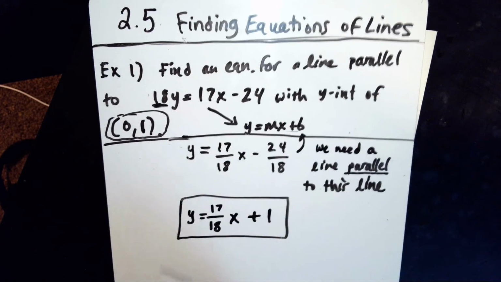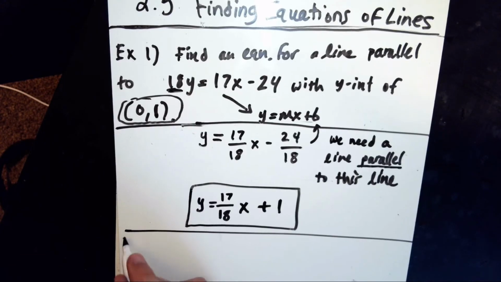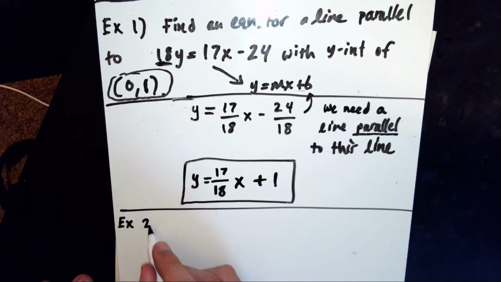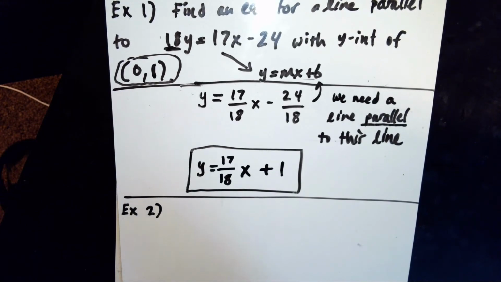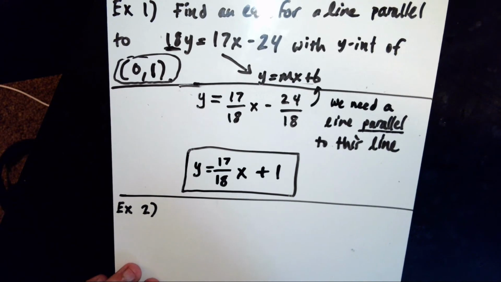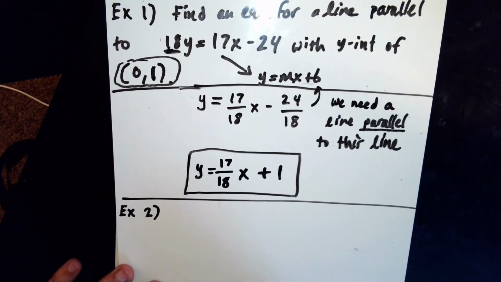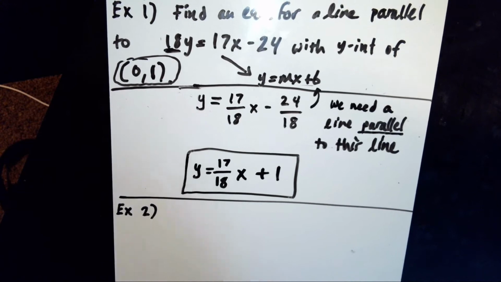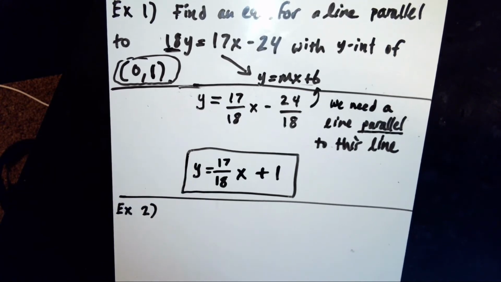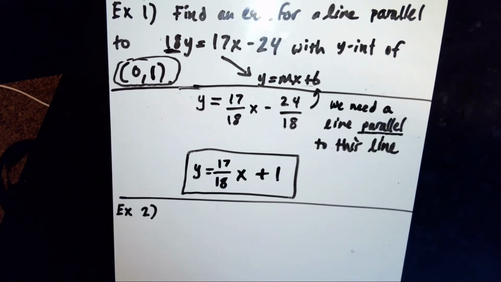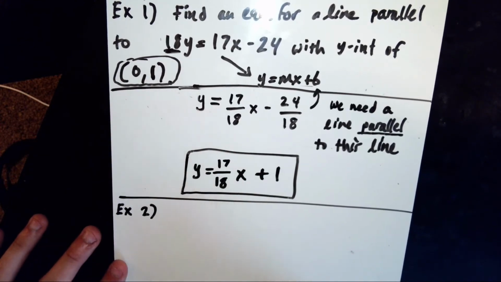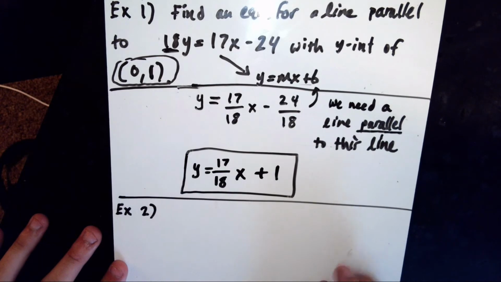Next, I want to tackle another example. Instead of finding an equation of a line that's parallel to another line through some given point, let's look at the case where we try to find an equation for a line that's perpendicular to a given line going through a given point. That's a verbal mouthful, right? But let's look at an example.